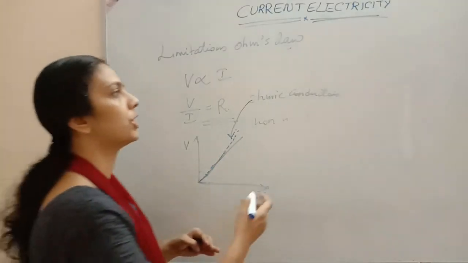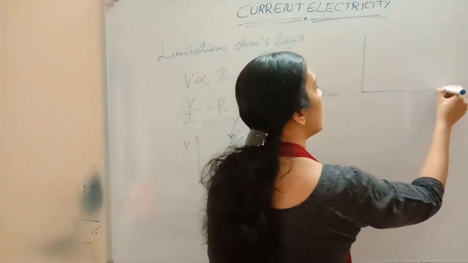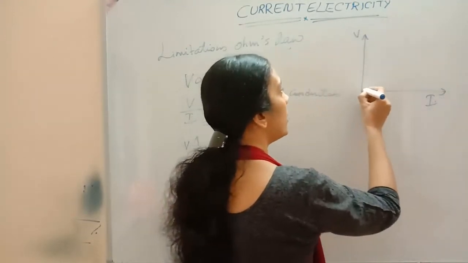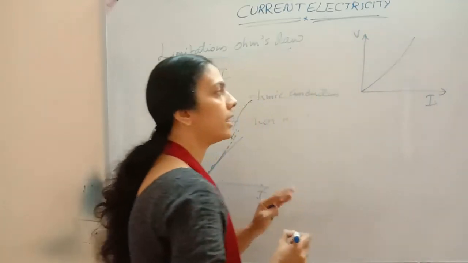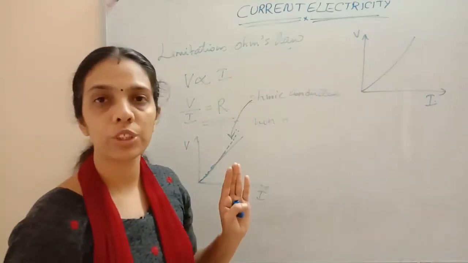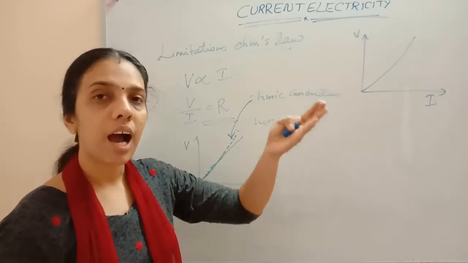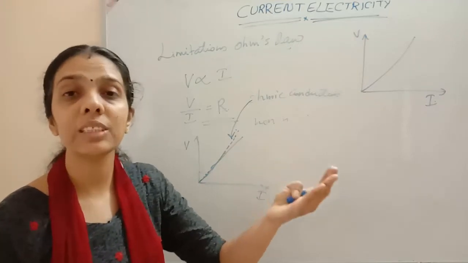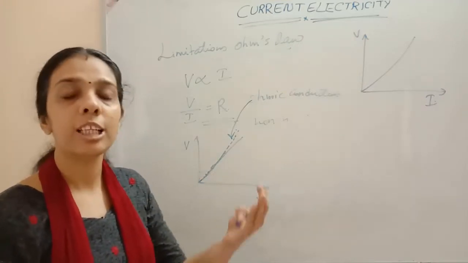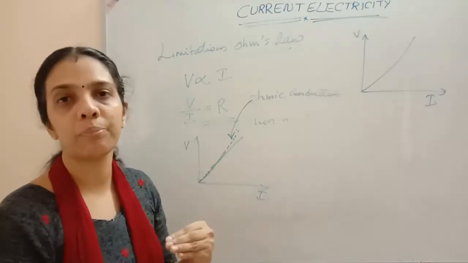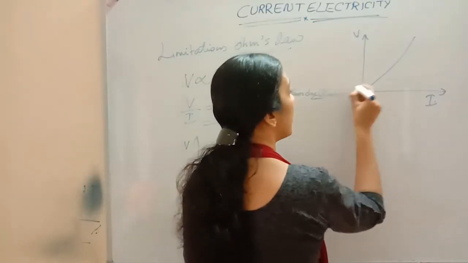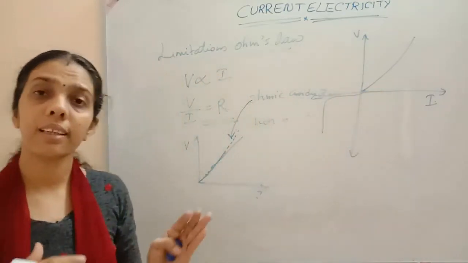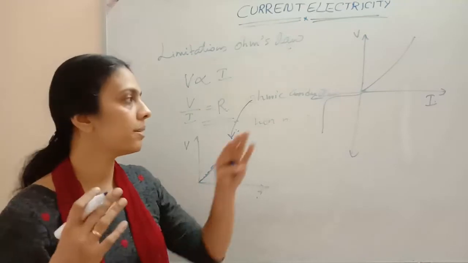That is one limitation. And the second one: I am considering a VI graph, with V increasing and I increasing like this. It is a linear proportionality. But if I reduce the current, the voltage will vary differently in that case. It won't come through the same path. In the case of diodes, we will be studying this in the last chapter, the semiconductor chapter.